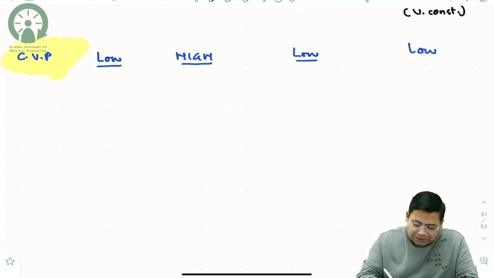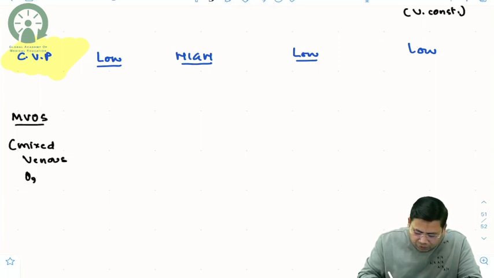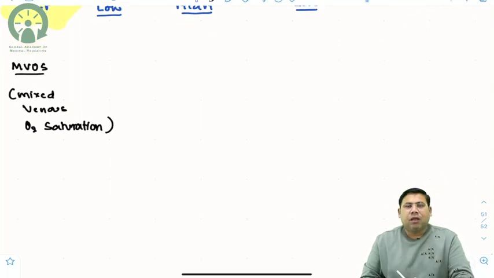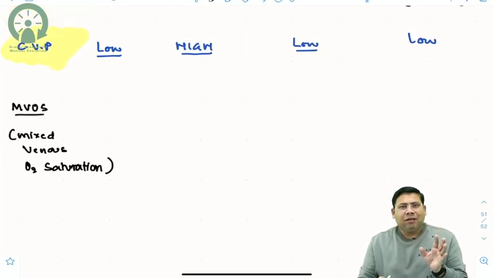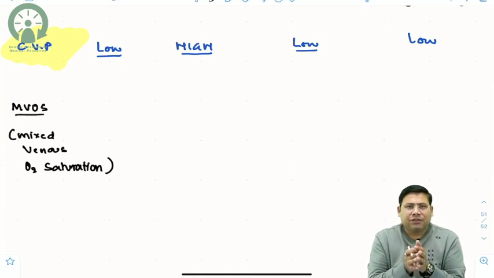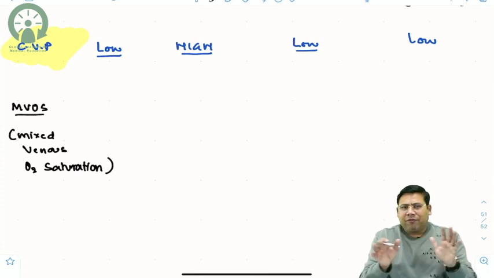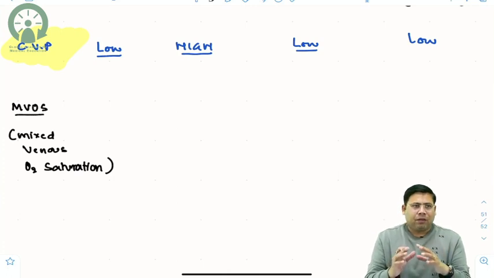Then there is something which is known as ScvO2. What is it, students? This is again very simple. Mixed venous O2 saturation. So what is the concept of mixed venous O2 saturation? Now let me tell you in a layman's language what it is. It is nothing but a quotient which is reflecting the level of oxygen utilization by the body. Let me make it very simple. In a layman's language, let us talk about investments and let us talk about commercials.